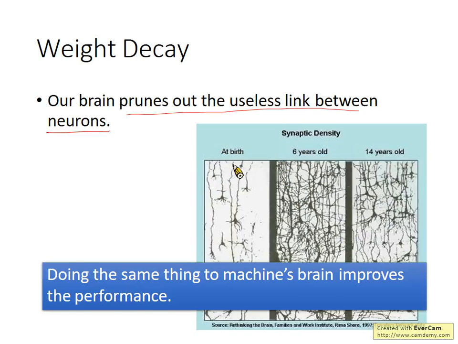At birth, originally we have few neurons, and when we grow up, from birth to 6 years old, the neurons become quite complex, and many neurons are linked. However, when the child grows from 6 years to 14 years, some useless links are pruned. So we can see the links between neurons are simplified. Doing the same thing to the machine brain can improve the performance.